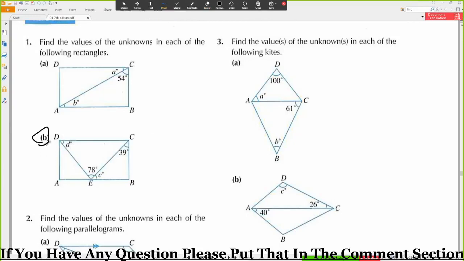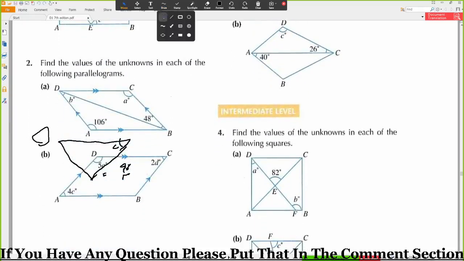Similarly, what do we do in part B? This angle will be 90 degrees. So from this triangle you can easily find the angle C. This angle will also be equal to C. And now for angle D you will consider this triangle. From that you can easily find the angle D.